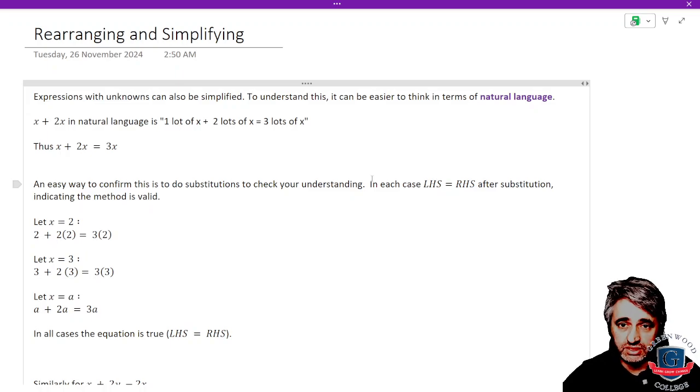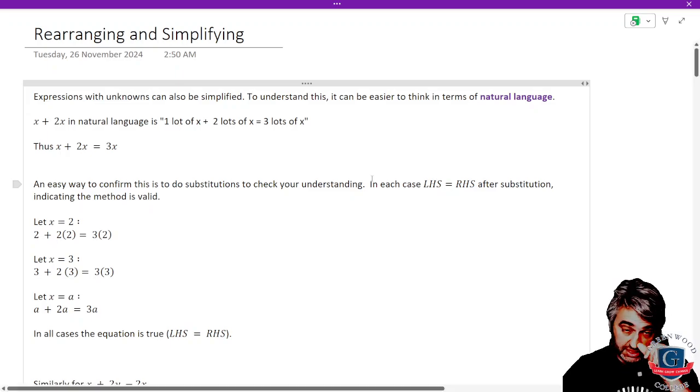Everyone. Okay, this is a big one. Rearranging and simplifying algebraic expressions and trying to make it easy to understand. This is the one that parents tend to get stuck up on, that algebra is hard. But if you get the idea, it's actually not at all. So, expressions with unknowns can be simplified.